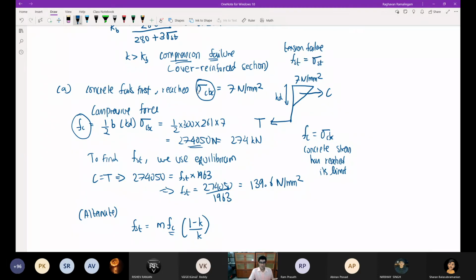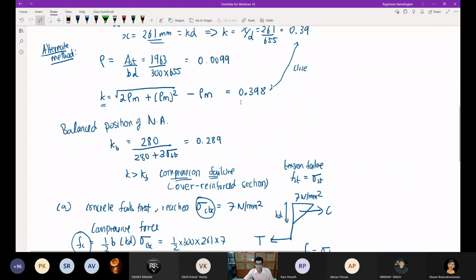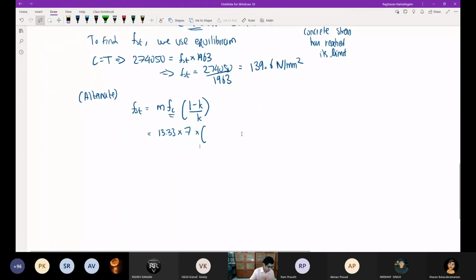These are two things that you have to remember, because when you look at this formula, you may be confused, thinking you don't know the stress in concrete. But it is not like that. You know that the stress in concrete should be equal to 7 because it is a compression failure and an over-reinforced section. So in this case, FC is sigma CBC itself. M is 13.33, FC, which is equal to sigma CBC in this case, is 7, and K we found is 0.39.